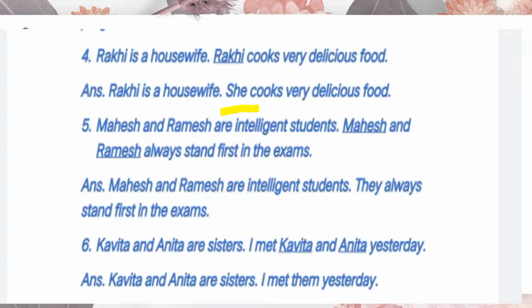Then number 5, Mahesh and Ramesh are intelligent students. Mahesh and Ramesh always stand first in the exams. Now in place of Mahesh and Ramesh, they are two people, okay? So what we will use? They. They always stand first in the exams.